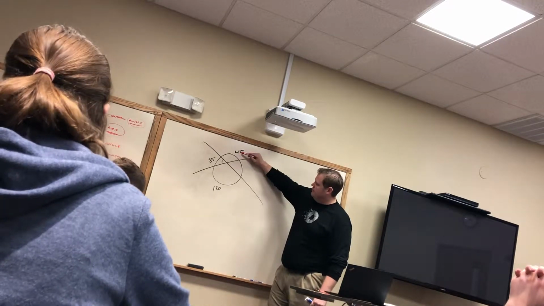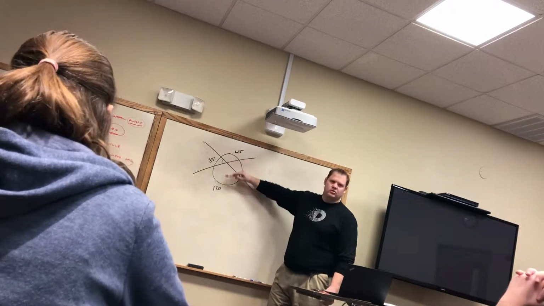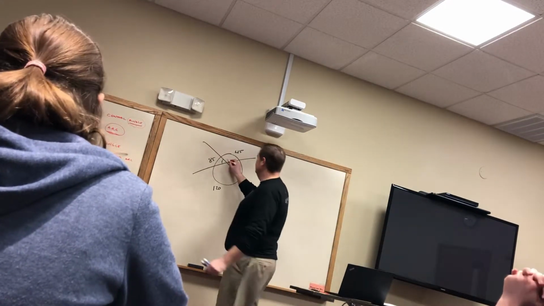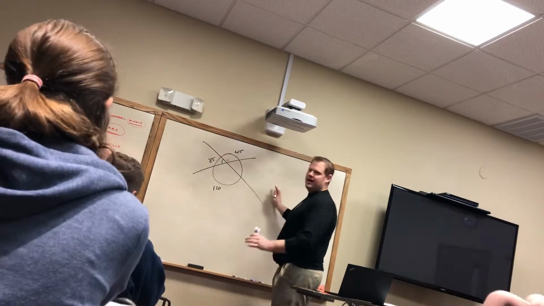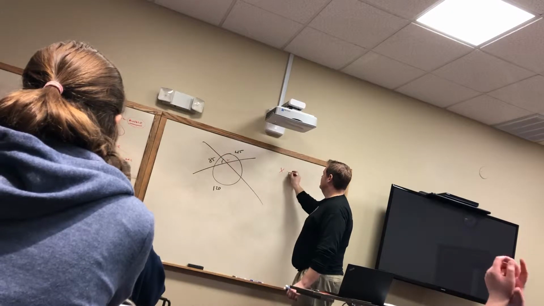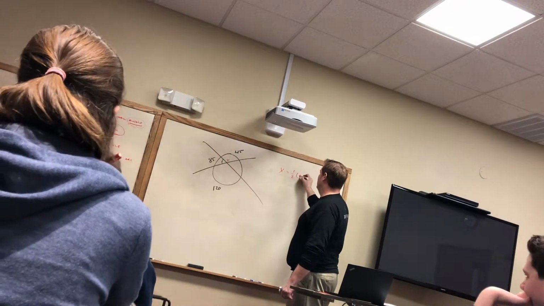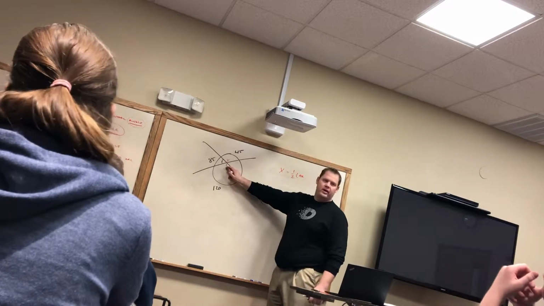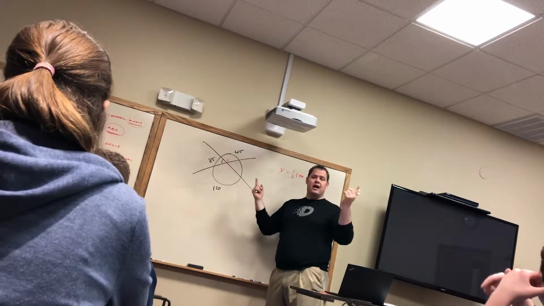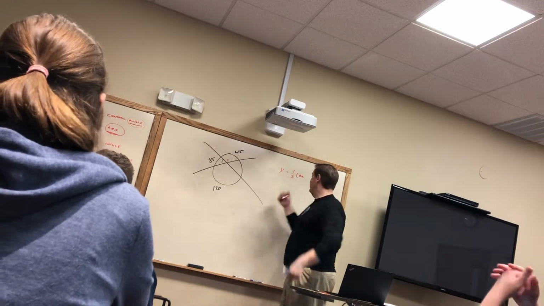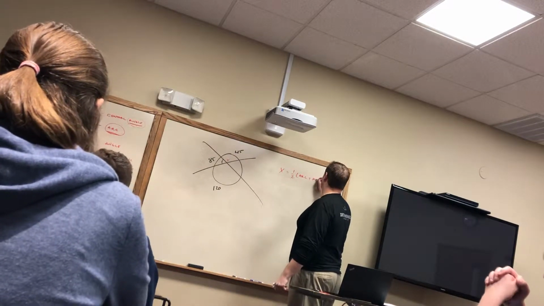So let's do it this way. Let's find this angle. So how do we find this angle x? So remember, what's my equation? The angle x equals what? 1/2 arc. Where's this point? Is the point in or out or on? In. So it's arc plus arc.